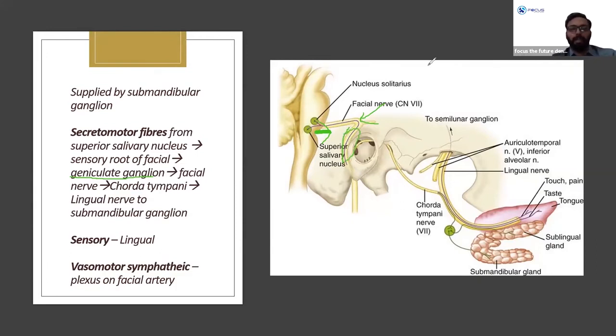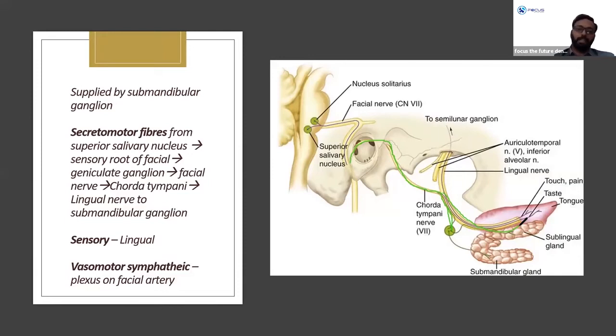And from there, a small branch by the name chorda tympani. I am tracing the branch chorda tympani. This is the way it is going to come out, and it is going to come here and supply. The chorda tympani is basically involved in two things. One is that it carries the secretomotor fibers. Second is that it is involved in taste sensation.